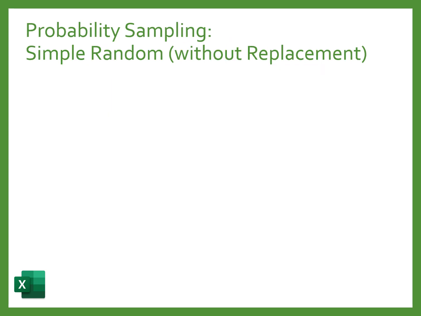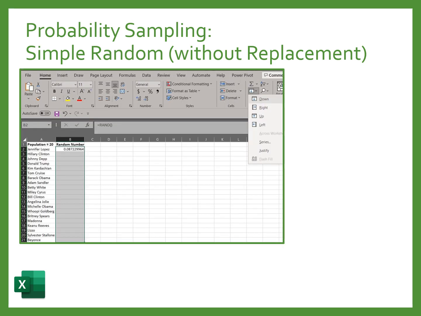So now let's take a look at an example using Excel to get a simple random sample without replacement. So we're going to be using the random number generator in Excel. So what you would start by doing is going into, I usually use the column adjacent to my data. So we're still using our population of famous people. And you go in and you type in equals rand. And you can see that in my formula box here. So you'll type equals rand, hit enter.